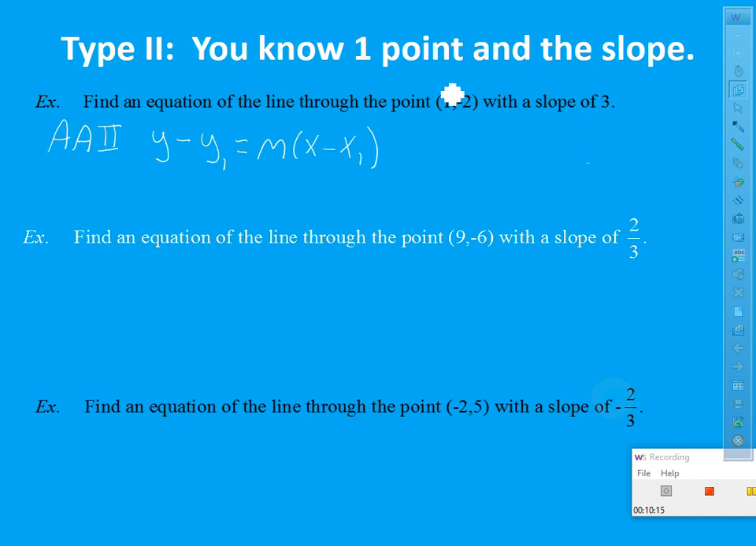You plug that in for your x sub 1, that in for your y sub 1, that in for your m, and then solve it. The good thing with that form is when you're done, you're done. So I'm going to have y minus negative 2, which becomes y plus 2, equal 3 times x minus 1. Now I'm going to solve this, so I've got y plus 2 equal 3x minus 3. Subtract 2 from both sides. I'm going to get y equal 3x minus 5.